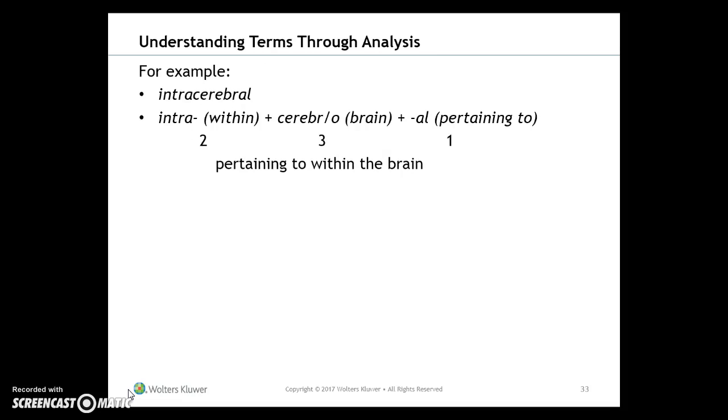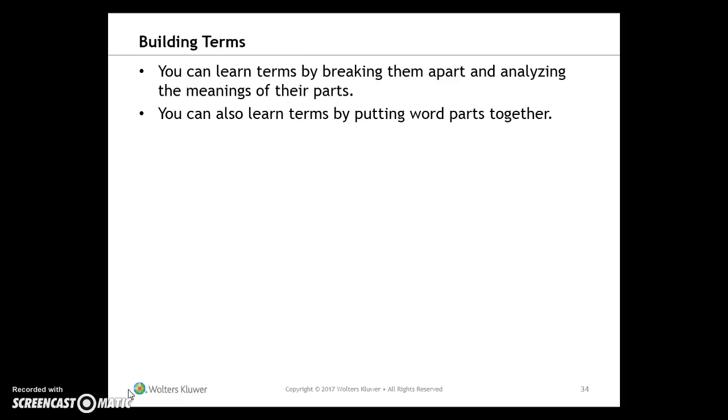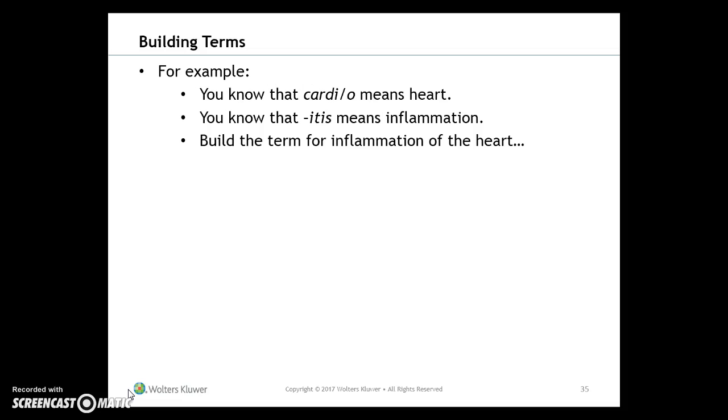So here's a great example. Intracerebral. So al means pertaining to, remember, and intra, within, and then cerebr, or cerebro, brain. So pertaining to, within the brain. See how we broke that down, and you'll get really good at that. You really need to learn terms by breaking them apart and analyzing the meaning of the parts, and then this can also help you learn terms by putting the word parts together.